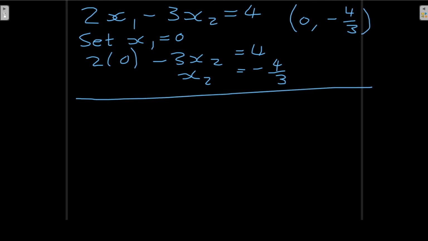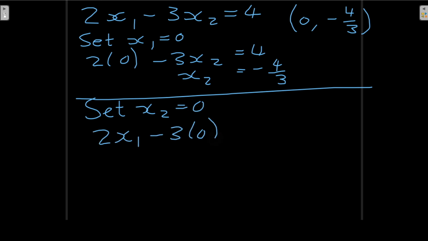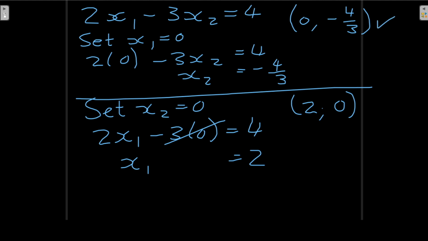And then I set my x2 equal to 0. So I will have 2x1 minus 3 times 0 equal to 4. This part will be 0. So 2x1 equal to 4 or x1 equal to 2. So my second point on my graph will be the point 2, 0. Now for the linear programming, we always have that x1 and x2 are positive. So we will work only with the first quadrant on our graph, and therefore we won't be able to plot this point because here we have x2 negative.